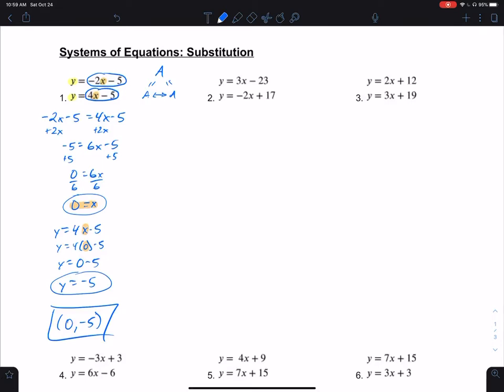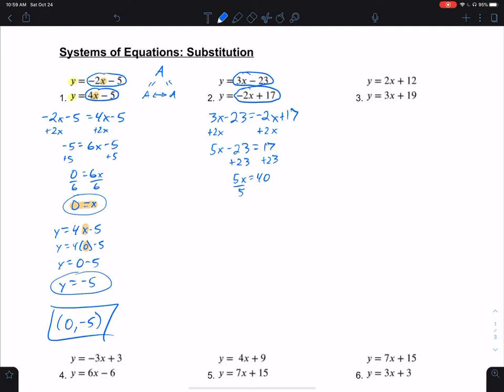So taking a look at number 2, same thing's going on. Both equations already have y isolated. So I can take this piece here, 3x minus 23, and negative 2x plus 17, and I can set them equal to one another. It doesn't matter which one goes on the left and which one goes on the right, as long as they're equal. So I'm going to solve this by adding 2x to get my x terms on the same side. I would then add 23. 5x will be equal to 40, divide by 5, and x will be equal to 8.